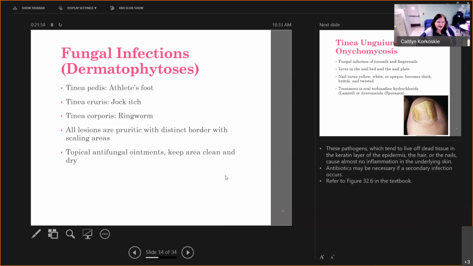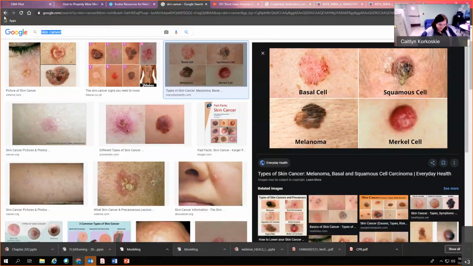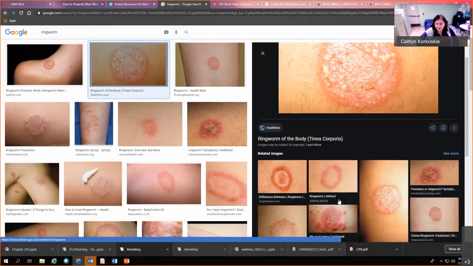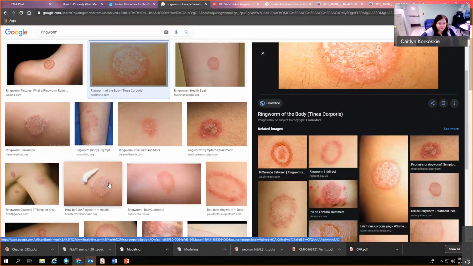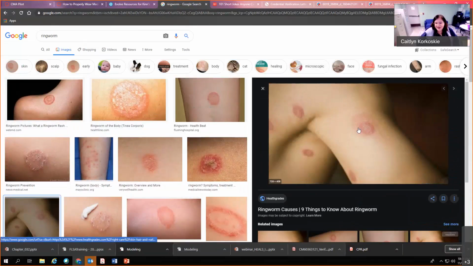All the lesions will be periodic with distinct borders and scaling areas. I didn't get a picture for this particular one, so let me get a picture of ringworm for you guys. So this is what ringworm kind of looks like, or actually a better picture of it would be more like this. It has a distinct red circle around it, and then the dry, scaly skin that you can see.